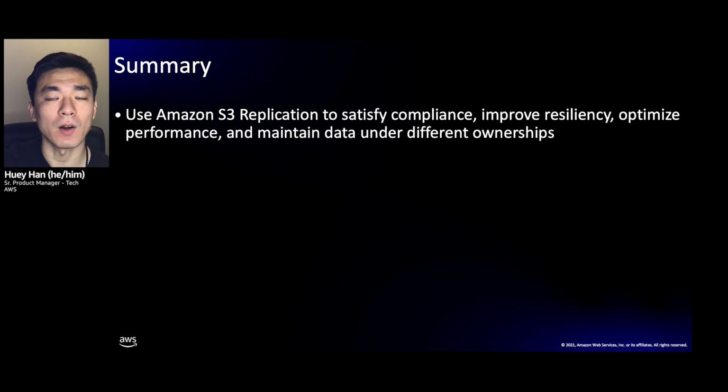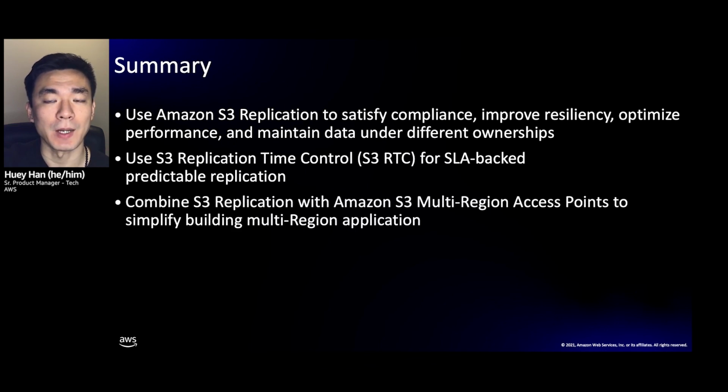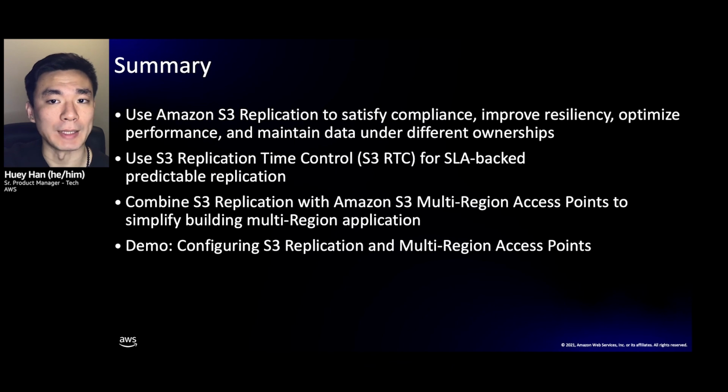First, we talked about how to use Amazon S3 replications to satisfy compliance, improve resiliency, optimize performance, and maintain data under different ownerships. We also talked about how to use S3 replication time control for SLA-backed predictable replication. We talked about how to combine S3 replication with Amazon S3 multi-region access point, the new feature we launched, to simplify building multi-region application. We went through a demo of how to configure S3 replications and multi-region access point.